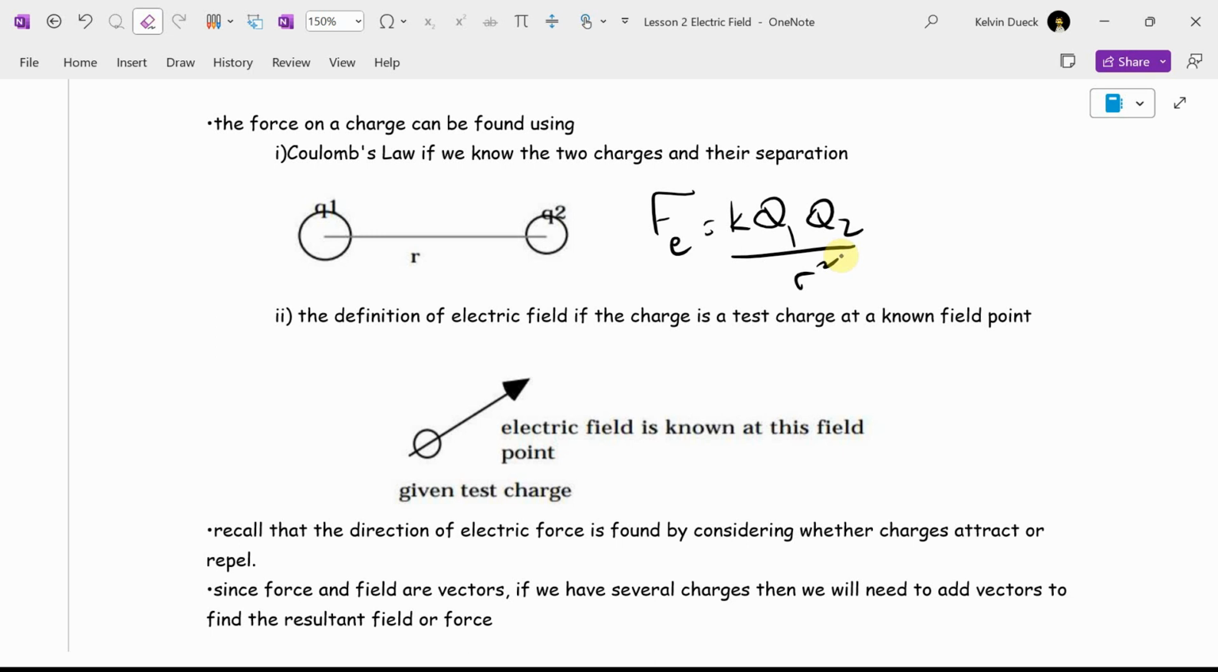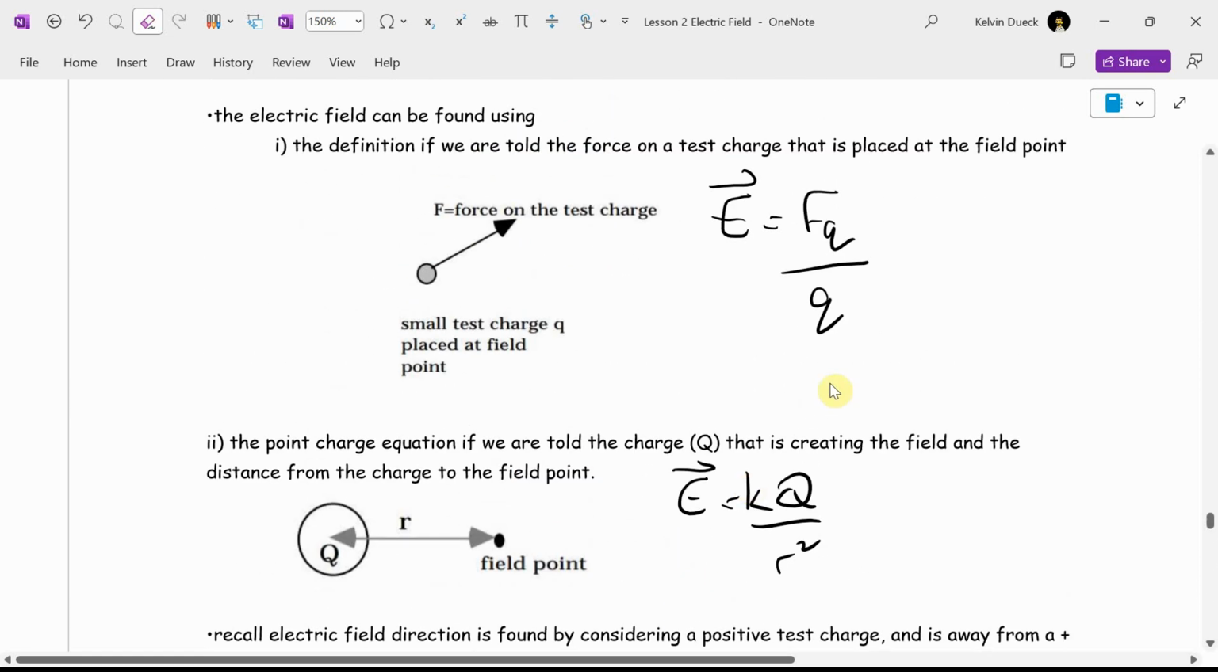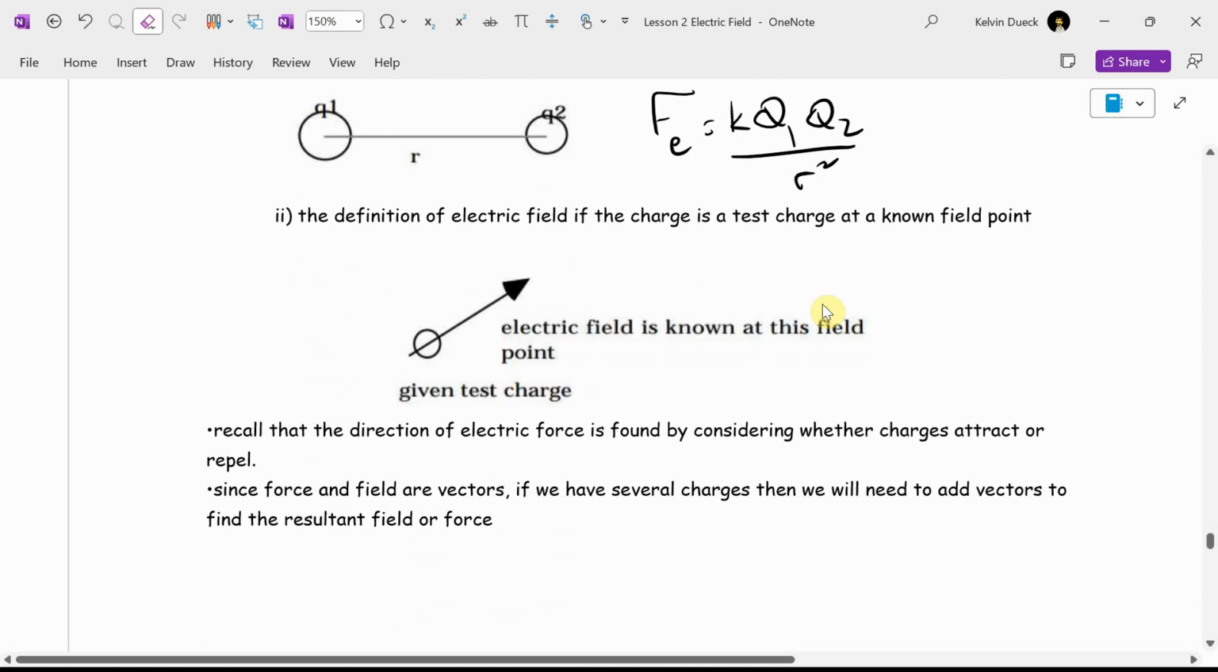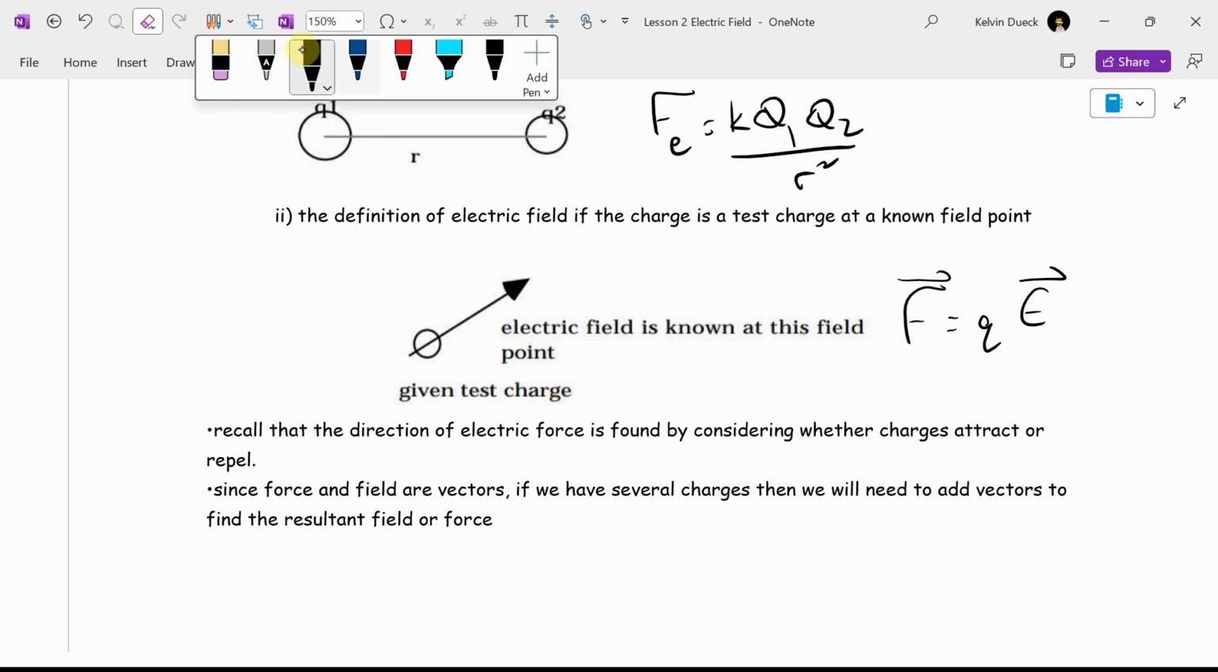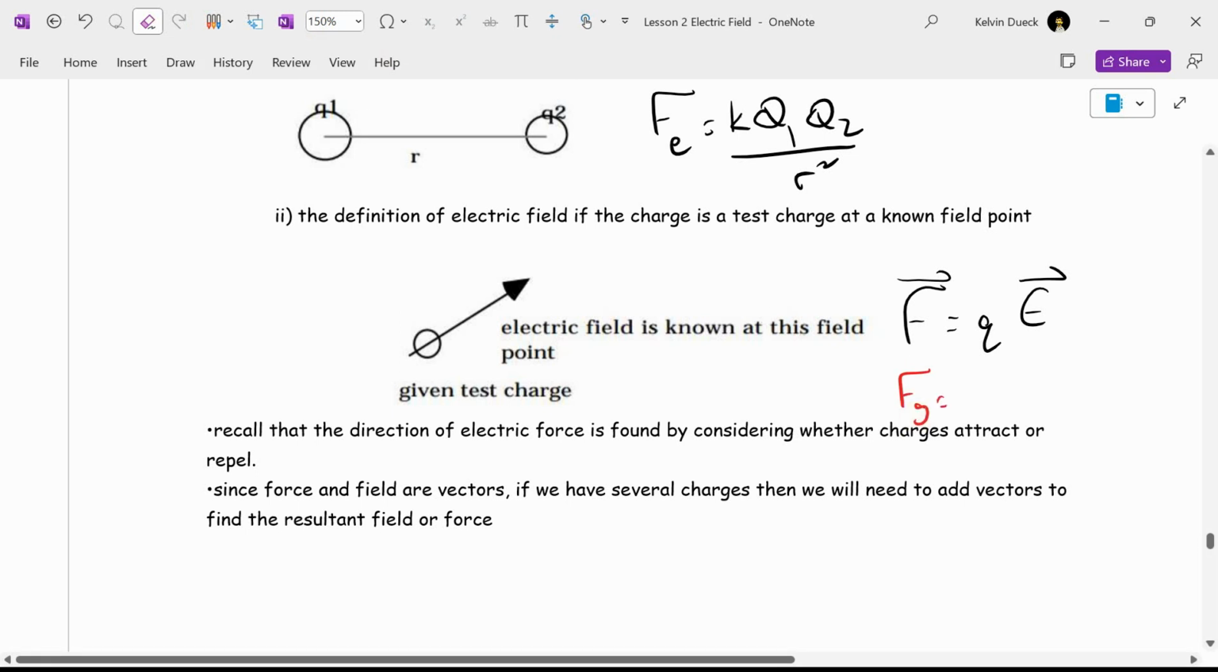But there can be a shortcut if you keep your eyes open. How would I get this F by itself? How will I move the q over? If you happen to know the electric field at a location and what charge is at that location. By the way, you know what that's electricity's version of? Fg equals mg, the shortcut for gravity if you happen to know the gravitational field strength that we used in physics 11 all the time. So you're noticing a lot of overlap between gravitation and electricity.